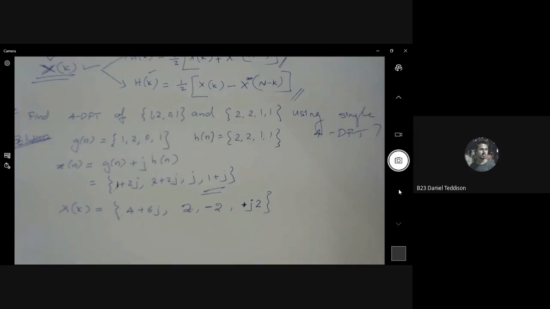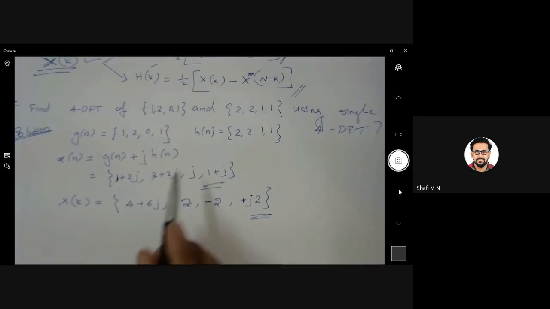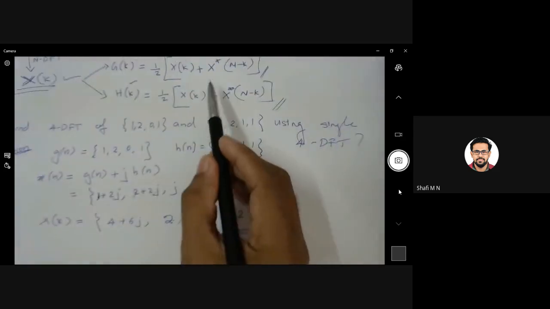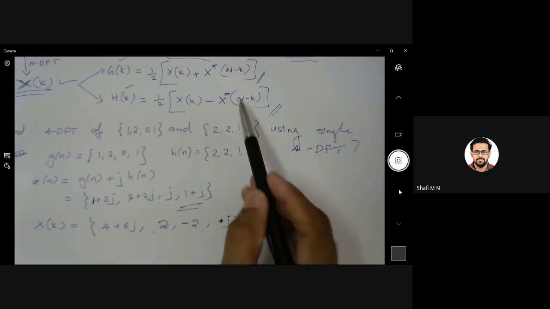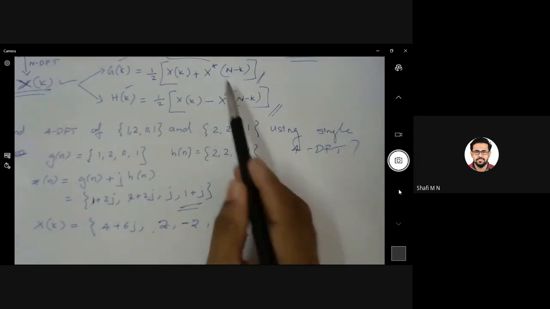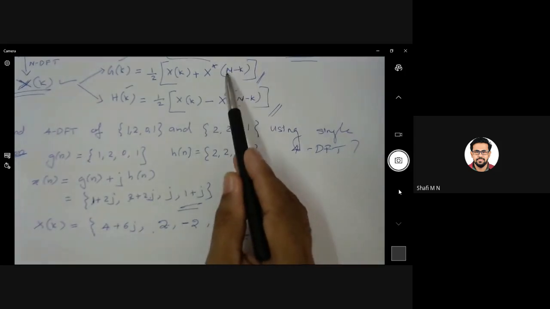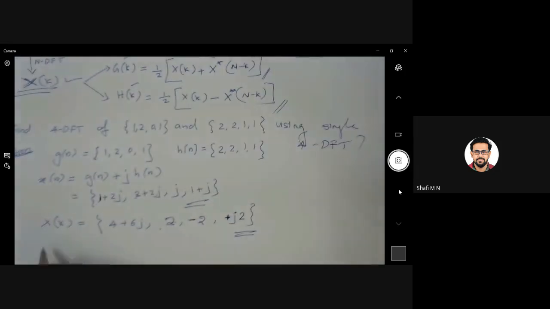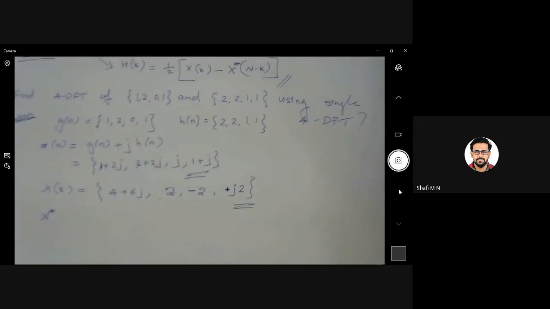Yes, sir. So this is your x of k. Now let's move to the final step. To do the final step, see, this was your equation, right? X of k, you need x of k. Obviously you got that. Then to do this, it's very easy to write like this. You can write this equation in a single step. So you need x conjugate of n minus k, and n is 4 in our case. So you need x conjugate of 4 minus k. In exam, you can write that directly.